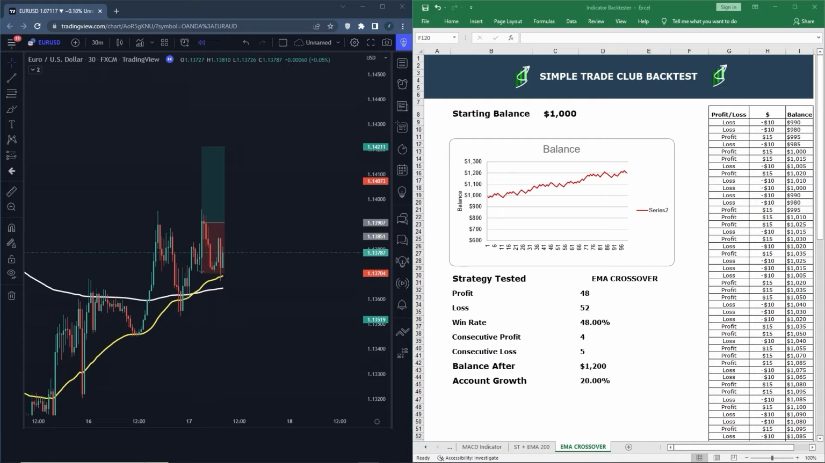Now, we can see the result of the EMA crossover strategy. The EMA crossover strategy has 48 profit trades and 52 loss trades. It means on a 1 to 1.5 risk to reward ratio, the EMA crossover strategy has a 48% win rate. The consecutive profit is 4 trades in a row, and the consecutive loss is 5 in a row. The account started from $1,000 and ended up at $1,200 with 20% account growth.